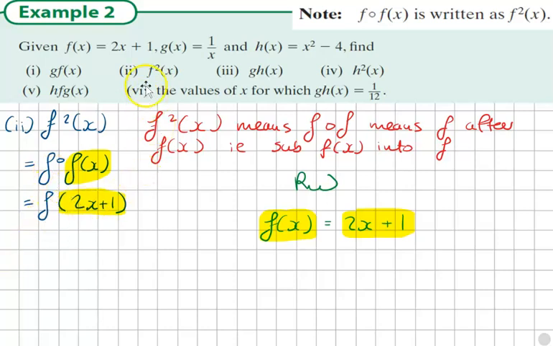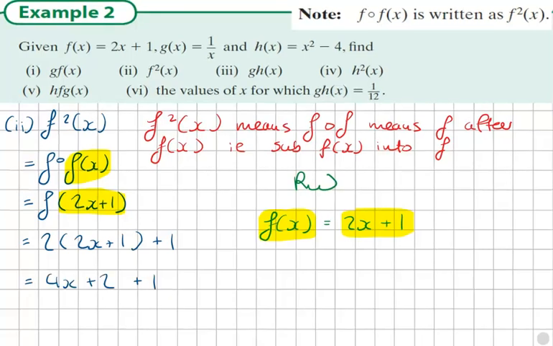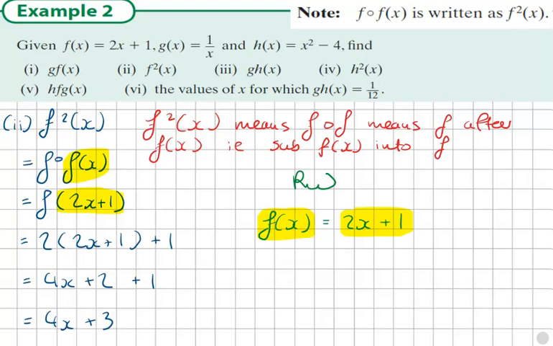So we go up to our question. f of x is 2x plus 1, so we're going to swap that x for a set of brackets and put 2x plus 1 into the brackets. So we get 2 times 2x plus 1, plus 1, which gives us 4x plus 2 plus 1 when we multiply out the brackets, which gives us 4x plus 3. So that's our answer.